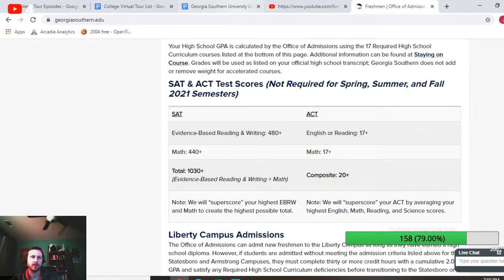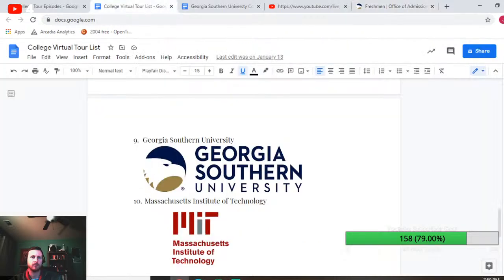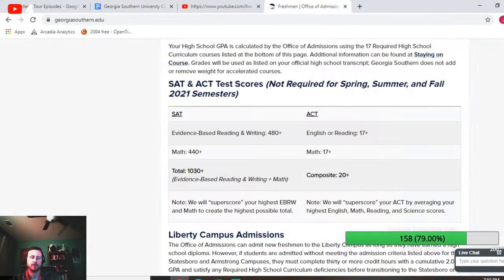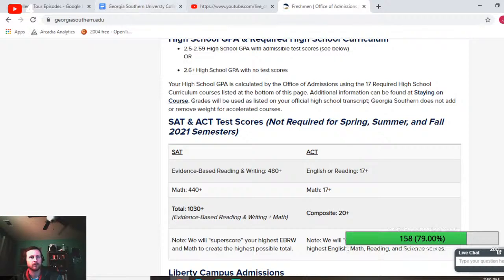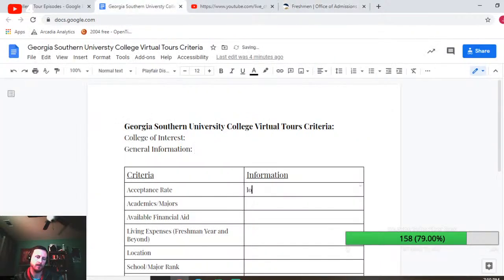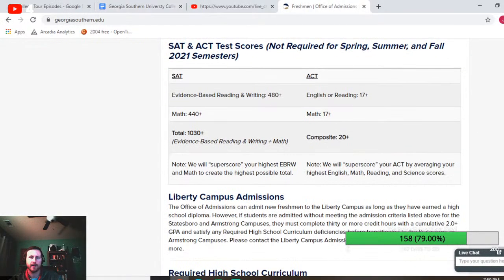Let's get off that one real quick. Let's close that one. So just general low criteria for GPA and SAT, ACT. Let's see what else. Yeah, I mean, average is like 23, 24 on the ACT. And then SAT average is probably maybe just a little bit higher than that, I would say.